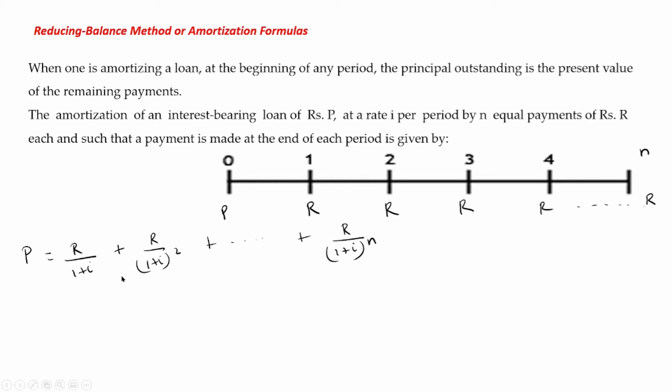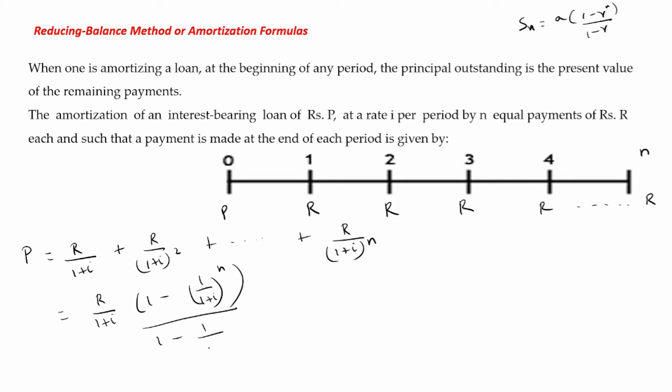So here we can see that this is a geometric series where the first term is R by 1 plus i and the common ratio is 1 by 1 plus i. So using Sn equal to a into (1 minus r raised to n) upon (1 minus r), here a is R by 1 plus i into (1 minus the common ratio 1 by 1 plus i, the whole raised to n), the whole thing divided by 1 minus 1 by 1 plus i.